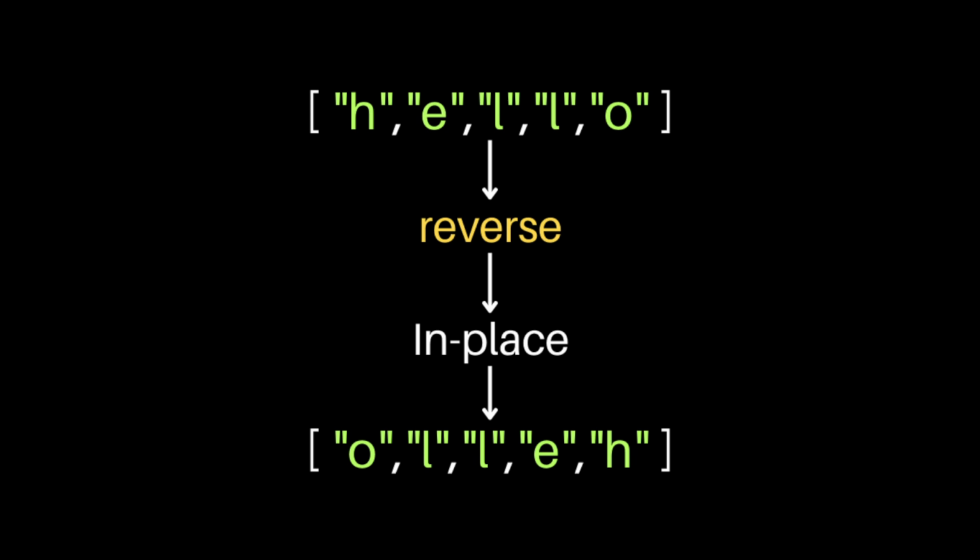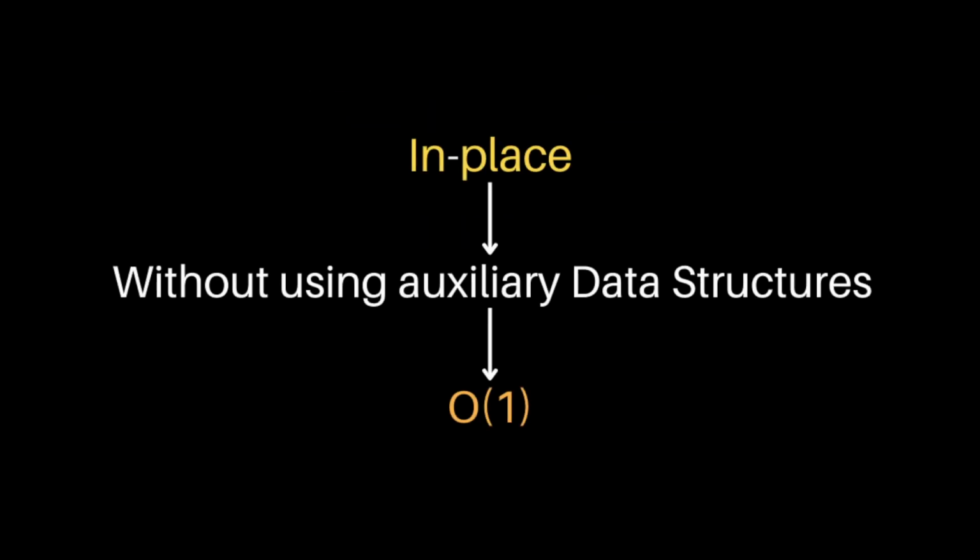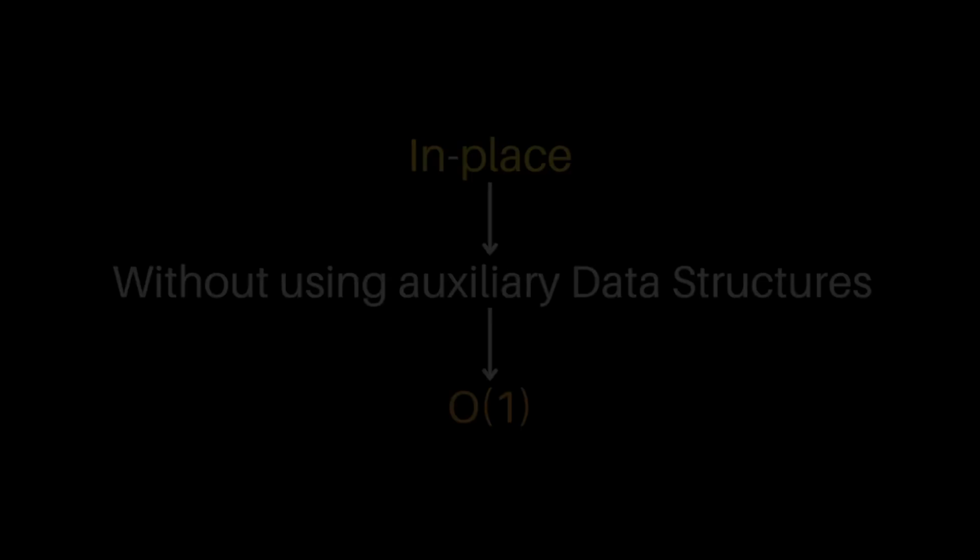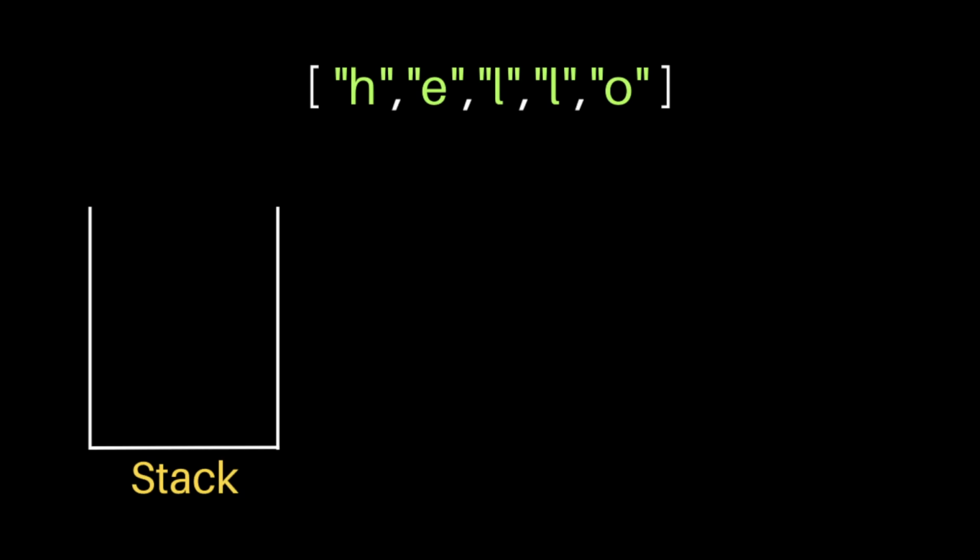So for example, if we have this input array of characters, the result should start with the last character and so on. And what we mean by in place is that we must reverse the characters in the array without using auxiliary data structures, or we can say constant space memory. But in this video, I will show you multiple ways to solve it using the stack data structure and also without using it. So let's start with the first solution.